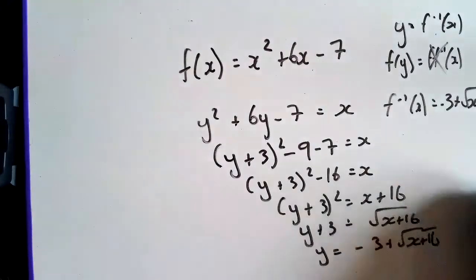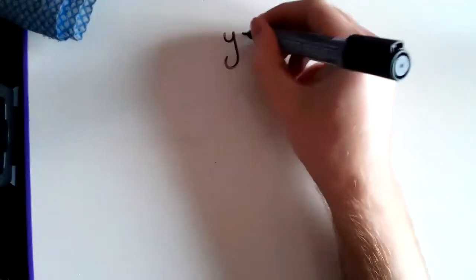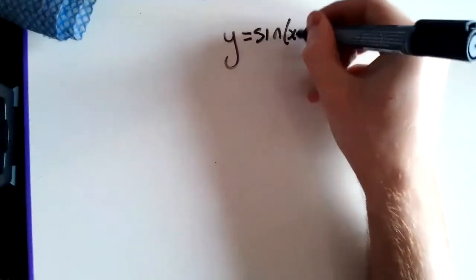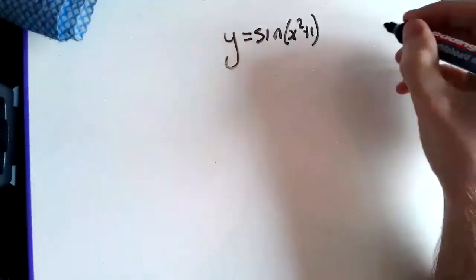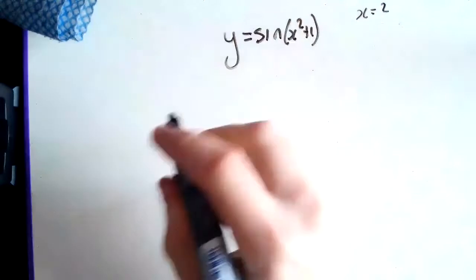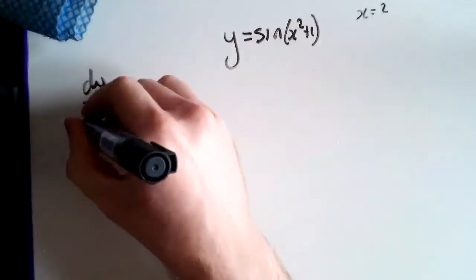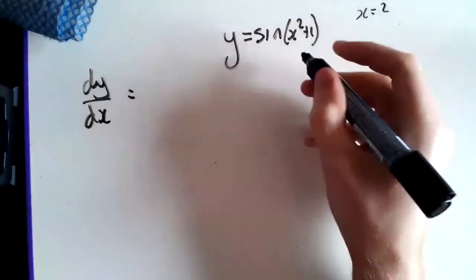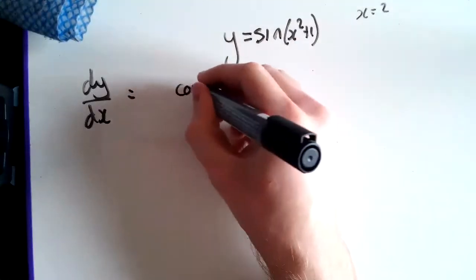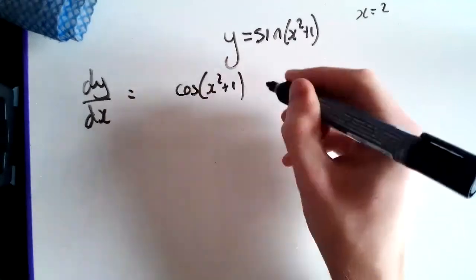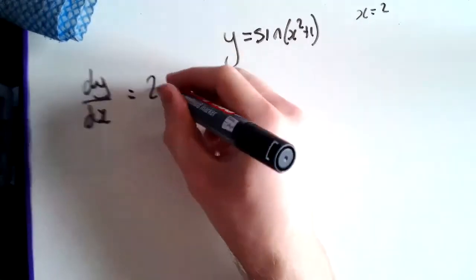Okay, second one. Use differentiation to determine whether or not y equals sine of x squared plus 1 is concave or convex when x is 2. So that means we need the second derivative. So dy by dx is, well, sine goes to cos, and I have to times it by the derivative, so I get 2x.